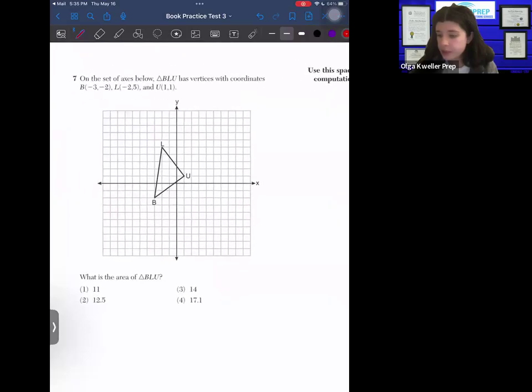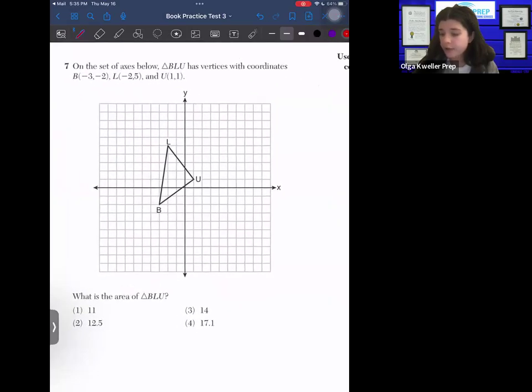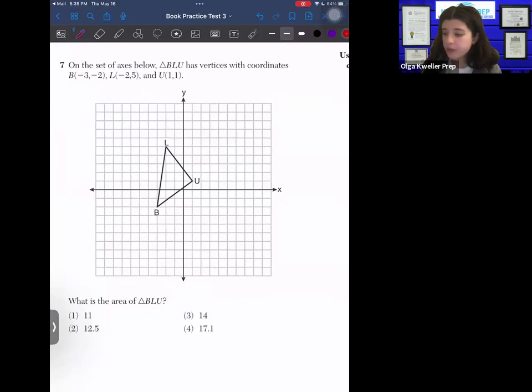We've got the next one. So we have a set of axes here. They labeled the points for us. We've got B at -3, -2. We've got L at -2, 5. And we've got U at 1, 1. And they want the area of BLU. Okay, so there's a few ways that we can approach this one.